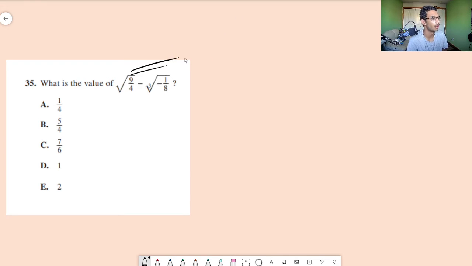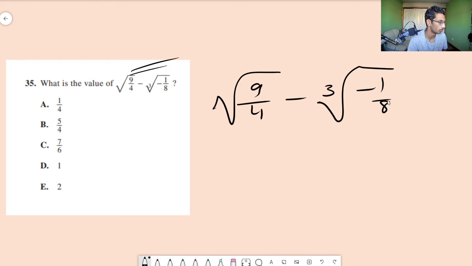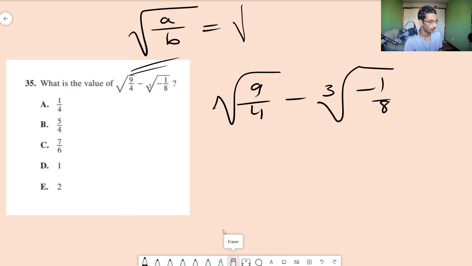Okay, so you have the square root of 9/4 minus the cube root of -1/8, right? There's a rule where if you have the square root of a over b, it's the same as the square root of a over the square root of b. And it's the same thing with cube roots too, and it doesn't matter which root. So here, basically what we can do is split this up.